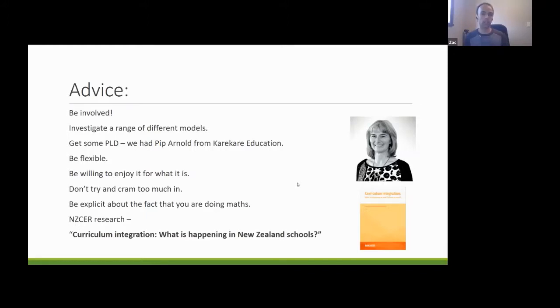You have to be flexible with your planning and with your department, the way that it fits in, and be willing to enjoy it for what it is. It is frustrating sometimes, and can be a little bit worrying in terms of the maths learning that is going on, but it can also be the most interesting and fun teaching and learning that you and your students do. Don't try and make the project too big. Be explicit about the fact that you're doing maths, and there is just a link there if you wanted to look further at what's happening in other schools, to an NZCER document.